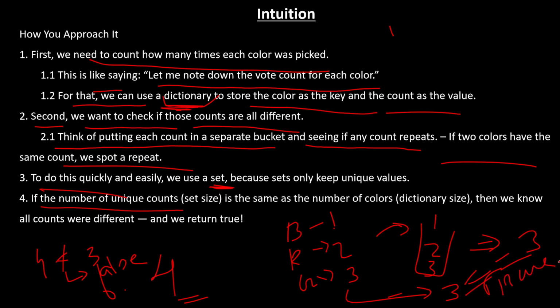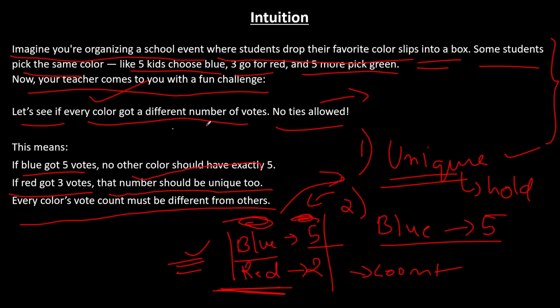So this is a simple thing. You can see here also, if the number of unique counts is the same as the number of colors, then we know all the counts were different and we return true. The question is as simple as that. We need to know only about the data structures, dictionary and set, because this question emphasizes the learning of data structures, which is hashing, which basically includes dictionary and set. So we took a story, and we understood the story in an easier way.